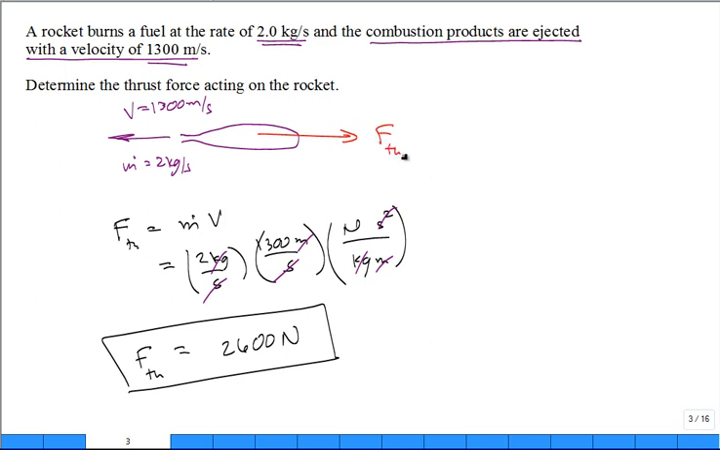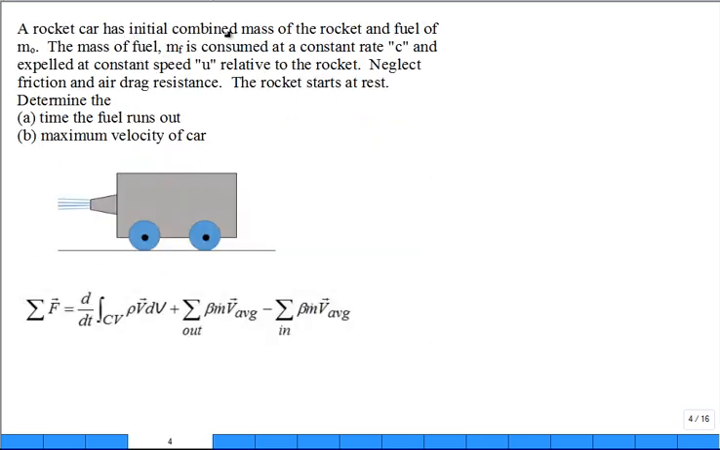Force thrust. A rocket car initially, the combined mass of the car, the rocket and the fuel is m naught. So m naught, if you want to start figuring out stuff, is the initial mass of the car and the fuel. The mass of the fuel is consumed at a constant rate, and the rate of consumption is c. So c would be the change in the mass of the fuel with respect to time. And if I'm talking about a positive c, the mass of the fuel is leaving the car, so it's going out.